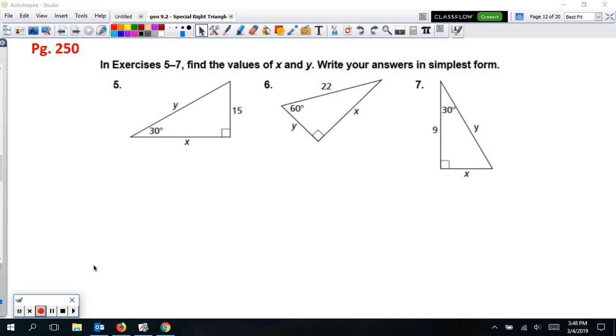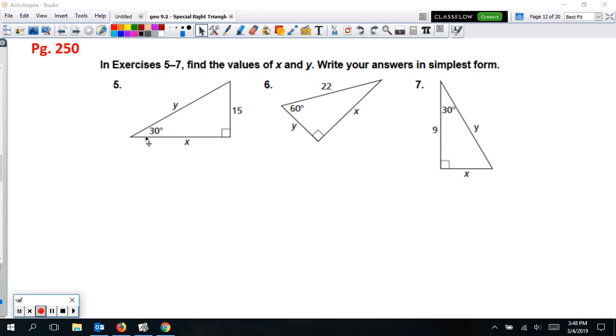Okay, so back on page 250, your extra practice 5 to 6, these are all 30, 60, 90 right triangles. You can see it doesn't need to put in both angles. If you have one is 30, you know the other angle up here is 60, or if this one's 60, you know the other one's 30. So it says to find the values of x and y. So we're looking for 2 side lengths here. They're always going to give us one side length. We would have to know one side length here to be able to figure out the other 2. Write your answers again in simplest form.